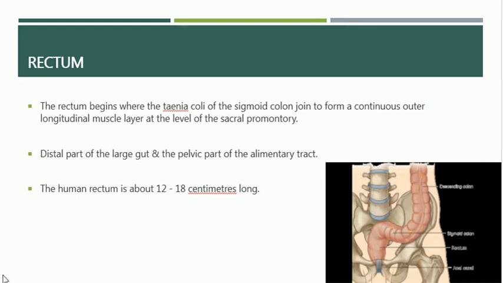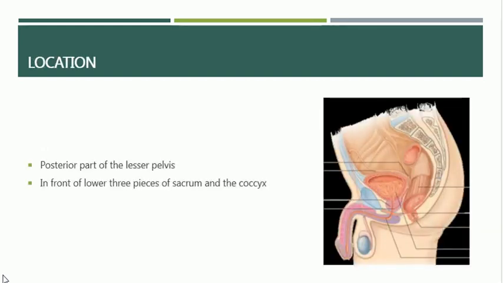Now if we go on to the gross anatomy of the rectum, its location: it is located in the posterior part of the lesser pelvis. This is the posterior part of the lesser pelvis. So the pelvis we usually divide into a major pelvis and a minor, lesser pelvis. The rectum is located in the posterior part of the lesser pelvis. It is in front of the lower three pieces of the sacrum and the coccyx. Here you can see these are the three pieces of the sacrum, and this is the coccyx, and the rectum lies in front of that.